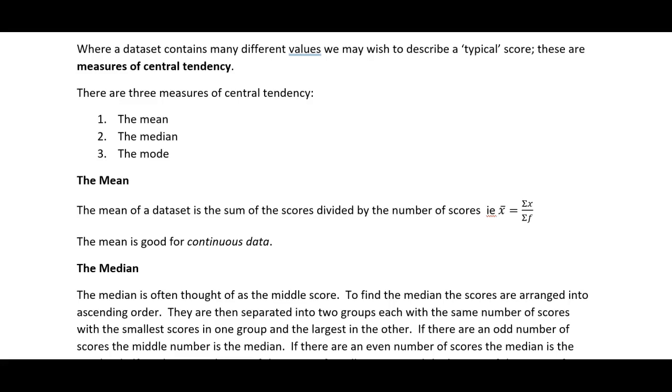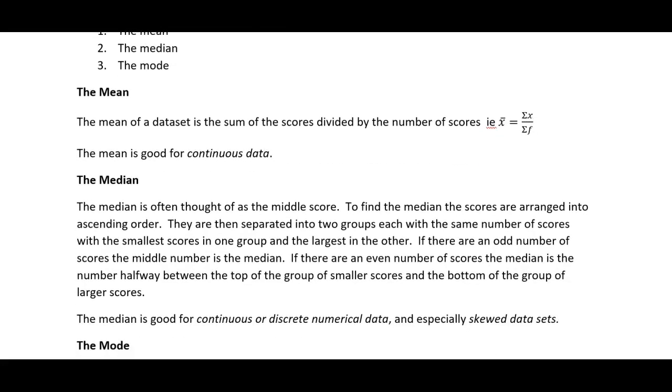It's good for continuous data, things that you measure, things that have units like your height or your weight. The mean is good for those because it has the potential to produce an answer that is a decimal, even a recurring decimal, because you divide by something. Okay, so that's the mean.